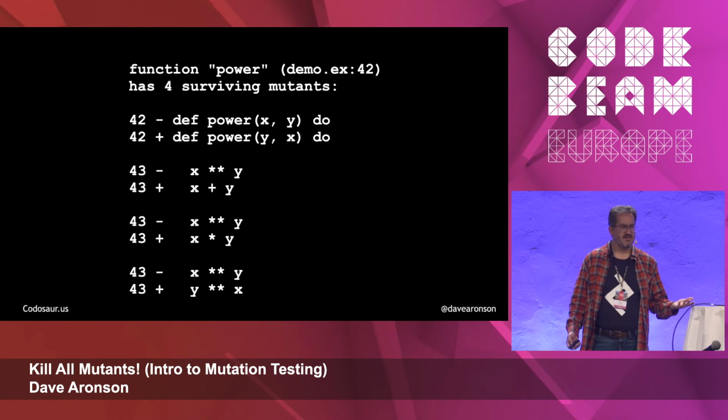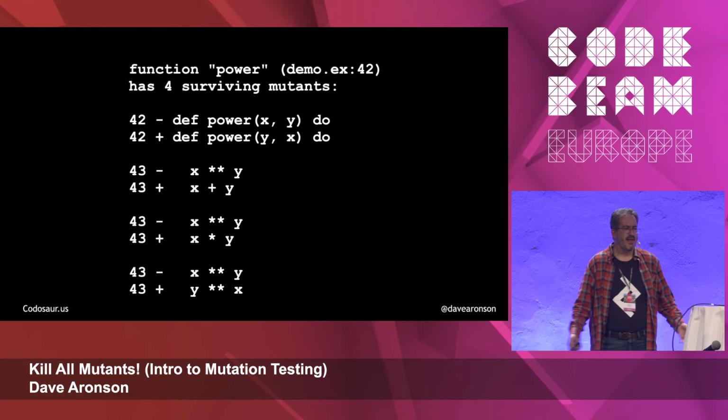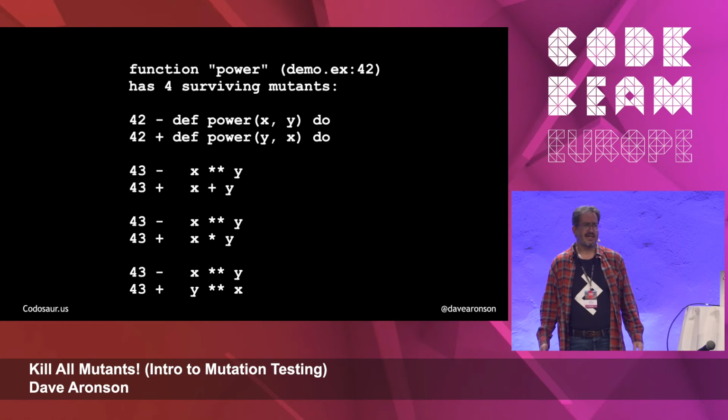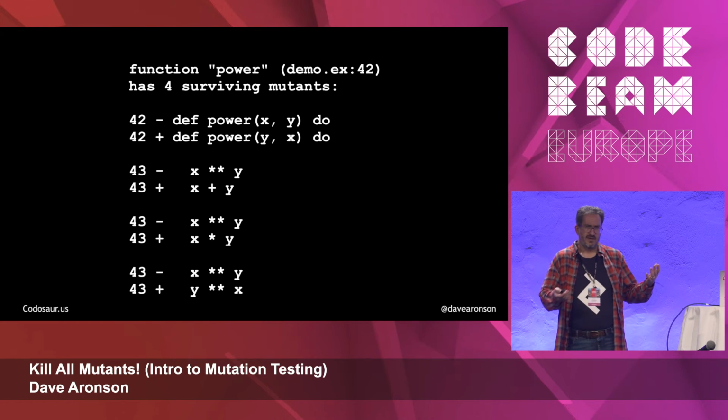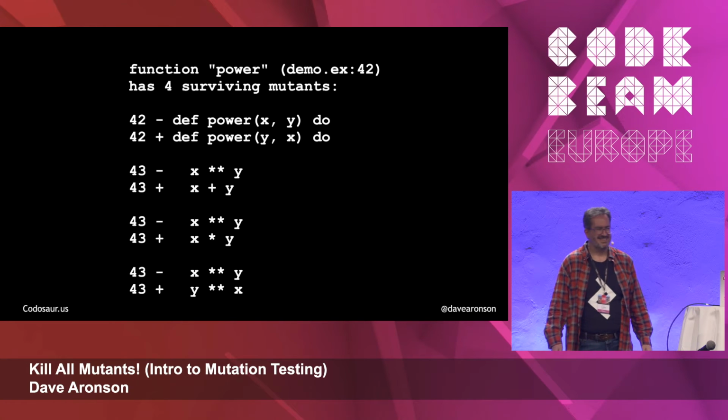So what is this set of surviving mutants trying to tell us? Now, the very high-level message is that our test suite isn't very strict, either because we don't have many tests or they aren't very good, but we knew that.